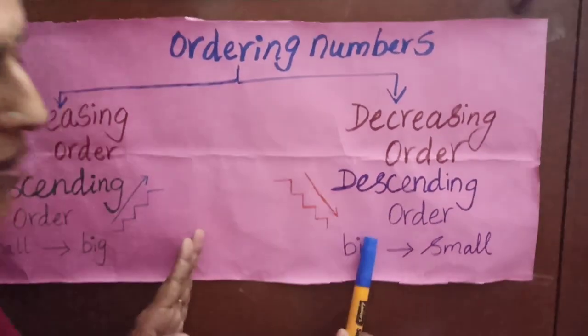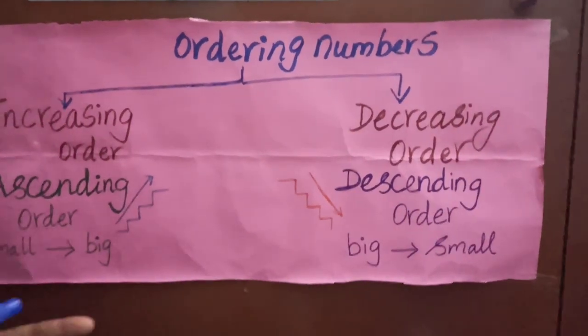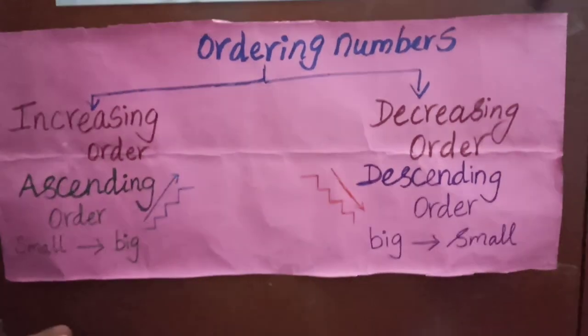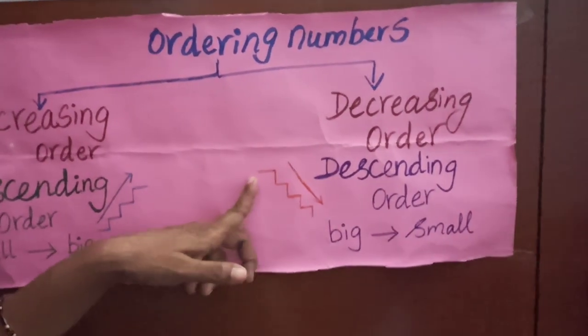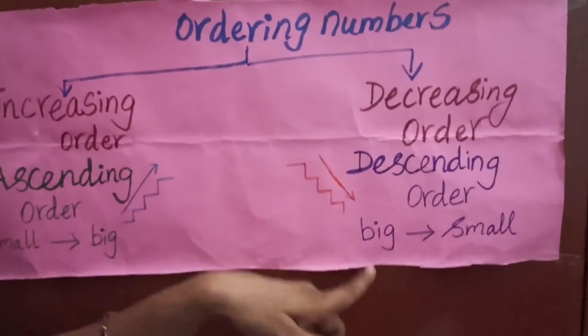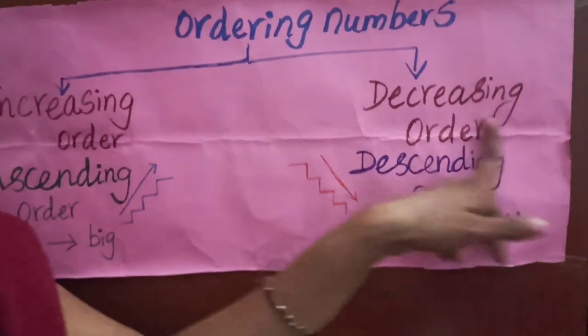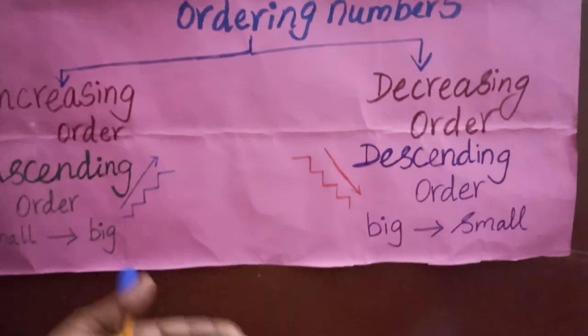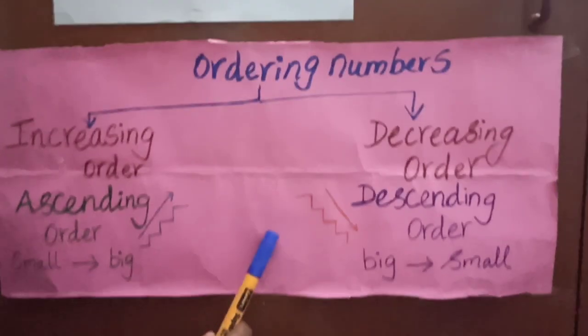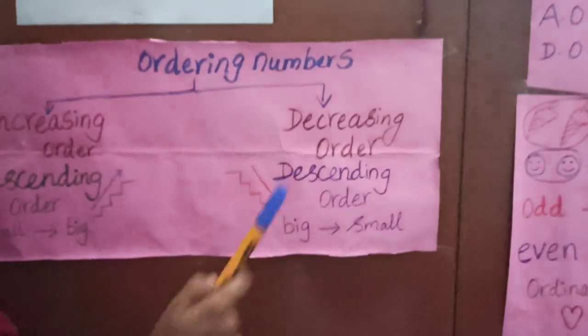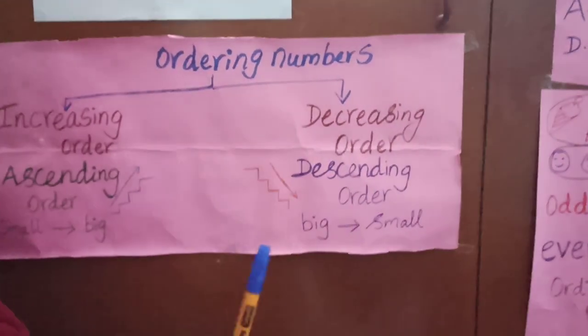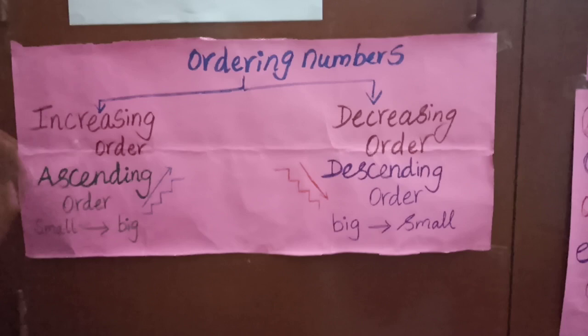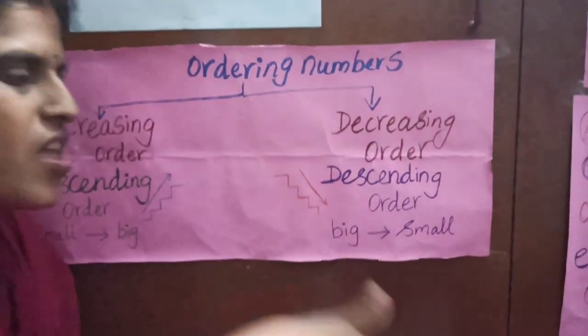The next order is decreasing order. Big to small. When you are upstairs and you are coming down, that is called decreasing order. If you are upstairs, you have to come down slowly, so one by one we have to step down. That is called decreasing order. Another name is descending order. Big to small. We have to arrange the numbers from bigger to smaller.